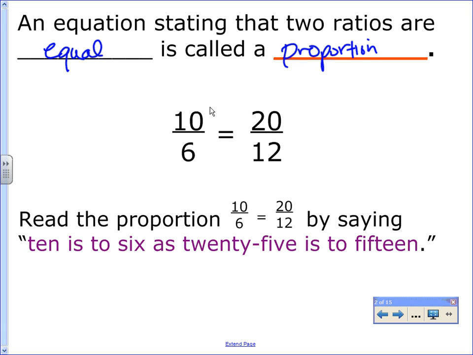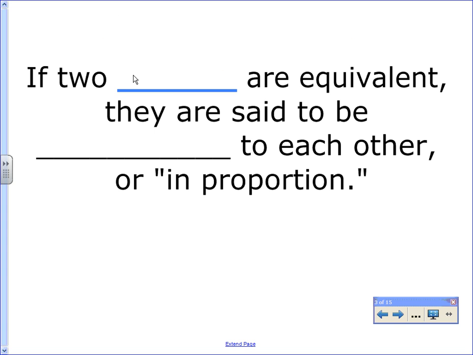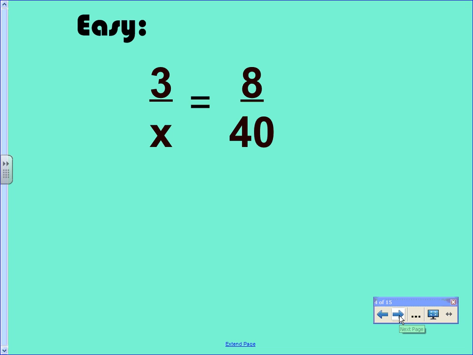So for example, you can see that 10 times 2 equals 20, and 6 times 2 equals 12. So that's what's happening to these fractions. And since these two fractions, or these two ratios, are equal, they are proportional. Okay? So if two ratios are equivalent, they are said to be proportional to each other, or in proportion. Some real easy examples of proportions.